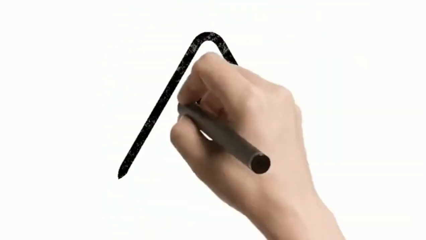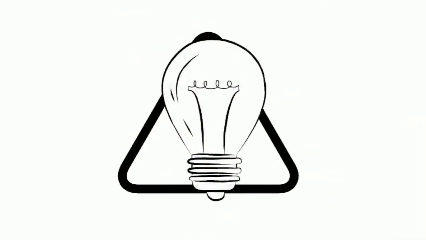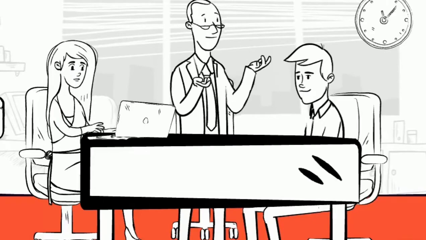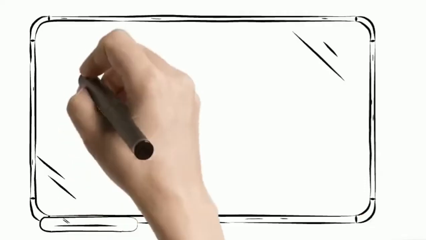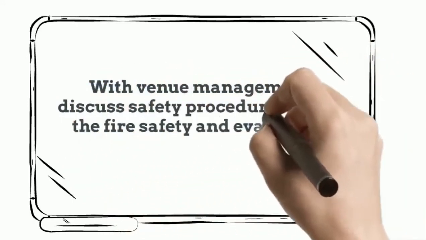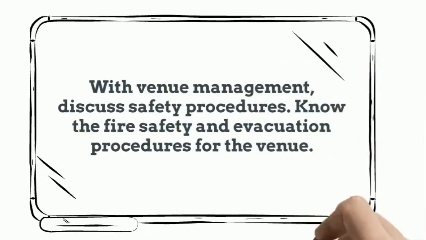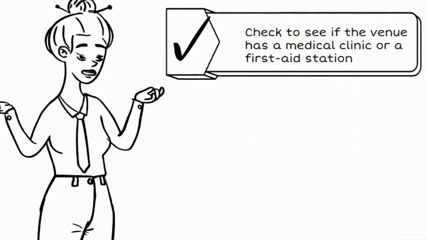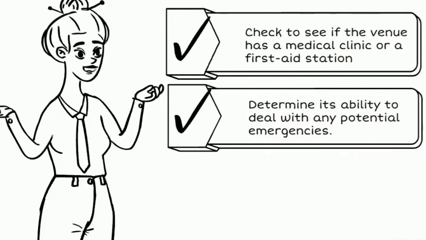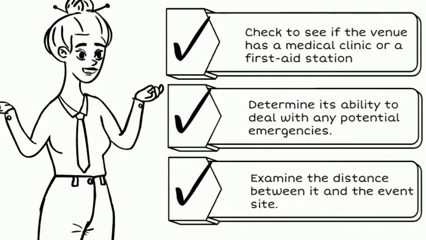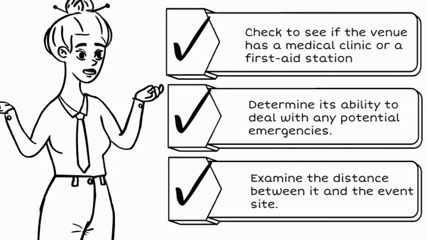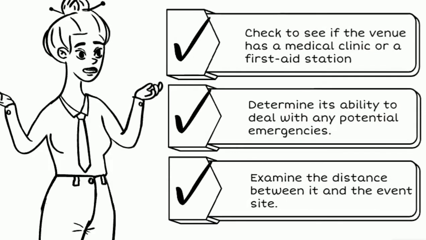It is possible to eliminate hazards through brainstorming and identifying them. Seek assistance from the venue's management for any necessary adjustments. With venue management, discuss safety procedures. Know the fire safety and evacuation procedures for the venue. Check to see if the venue has a medical clinic or a first aid station. Determine its ability to deal with any potential emergencies. Examine the distance between it and the event site, as well as the option of having a satellite station closer to the event.